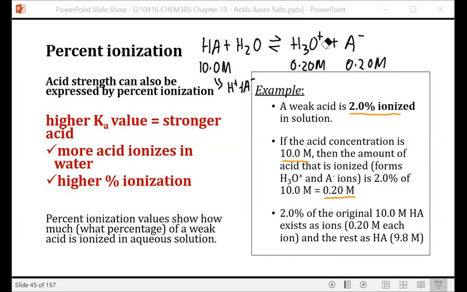That means that at the end of the reaction, once 2% of 10 molar has been ionized, all we have left of our original weak acid that we started with is the original 10 molar minus the amount that was ionized. So we started out with 10 molar minus 0.20 molar was ionized.